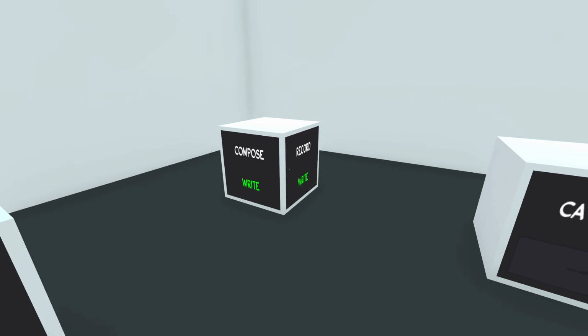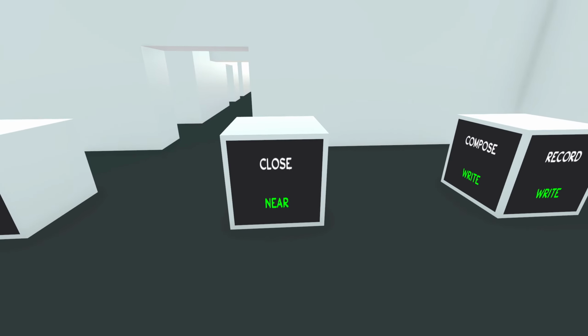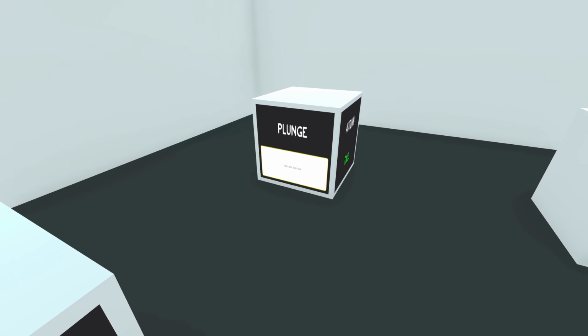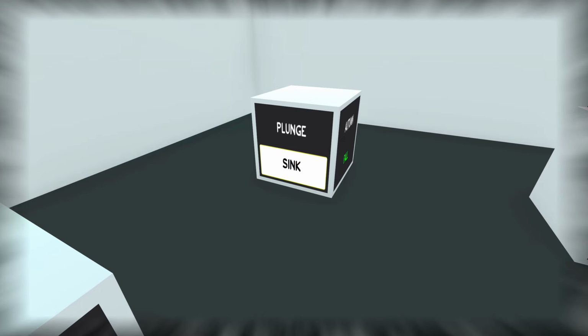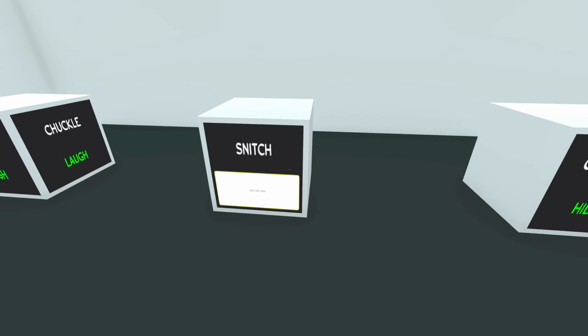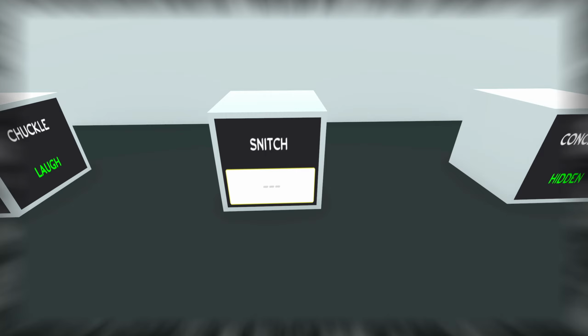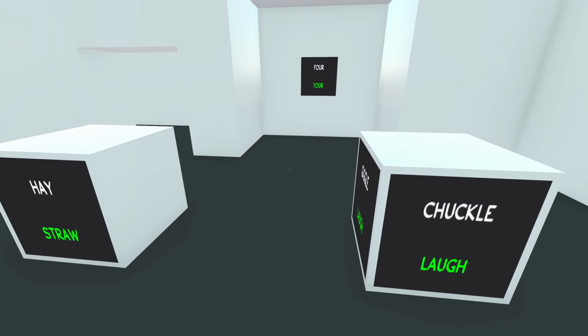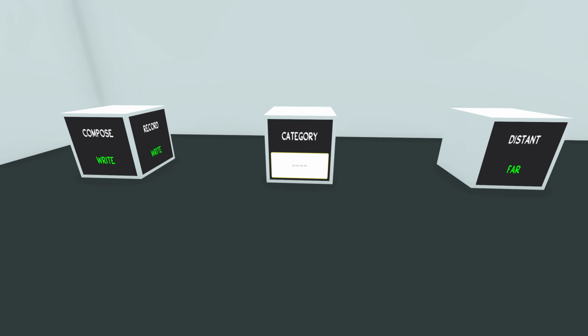So compose, record are synonyms. Close, near, road, path, autumn, fall, plunge, sink, drop. Synonyms for plunge. Deep. This is where my lack of language skills comes from. Snitch. I'm sure we've done lie. Tell is four letters. Pop. Don't know what a synonym for snitch is. I could look some up, but right now I'm not going to.